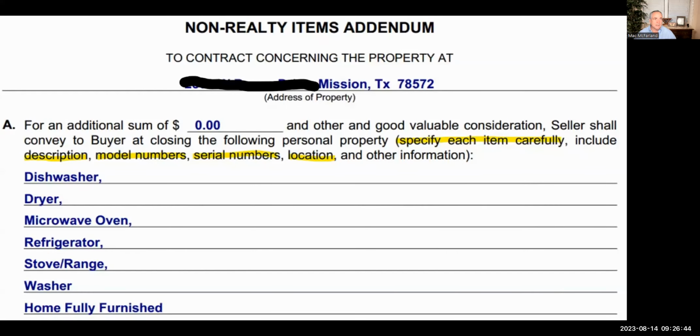Here's the non-realty items addendum. I love that last part on here. Home is fully furnished. With what? What's it look like? What do we have? And the highlighted part of this, the form even tells you: description, model number, serial numbers.